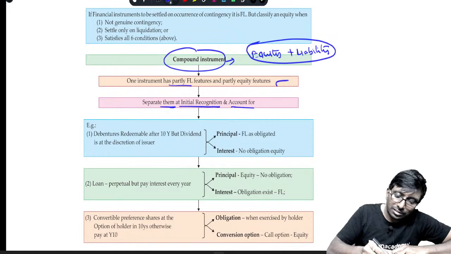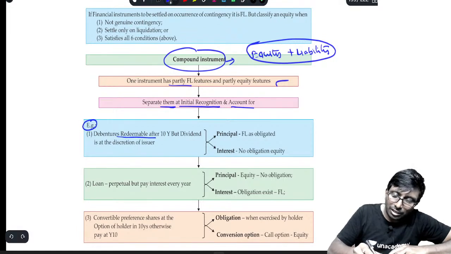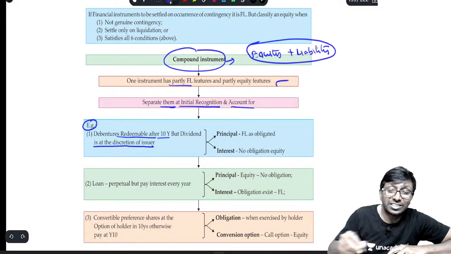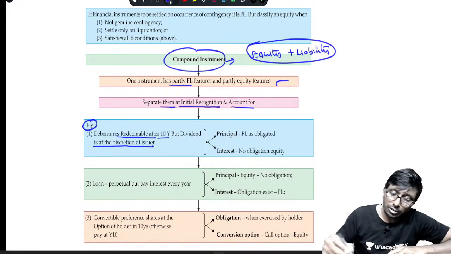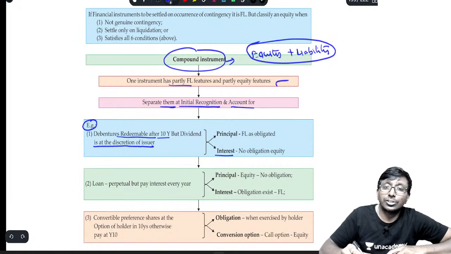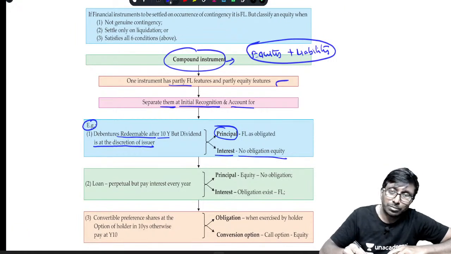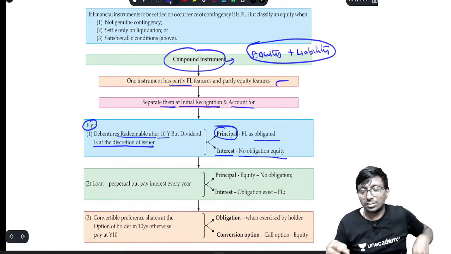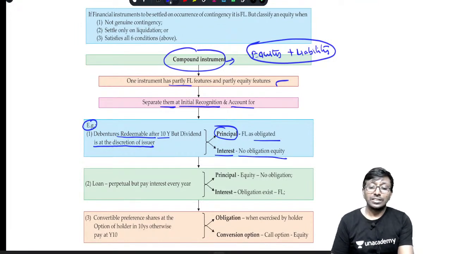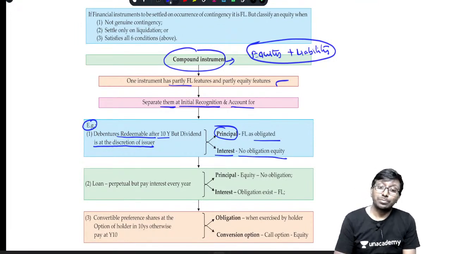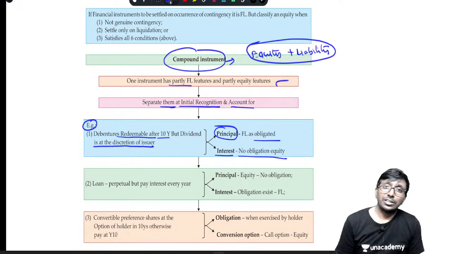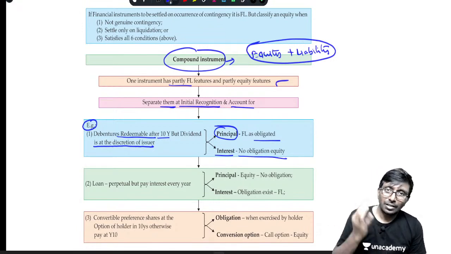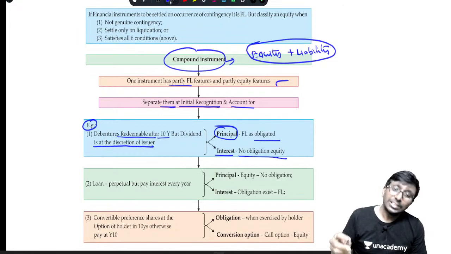Yes, examples. The debentures redeemable after 10 years, but dividend is payable at the discretion of the issuer. Very good. That means interest is my discretion, so there is no obligation. Principal I have to repay after 10 years, which I am obliged to do. It is an obligation for me. Then it is a compound financial instrument. Principal amount is a liability. Dividend amount by option, so it is equity.